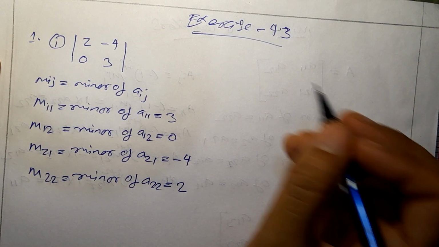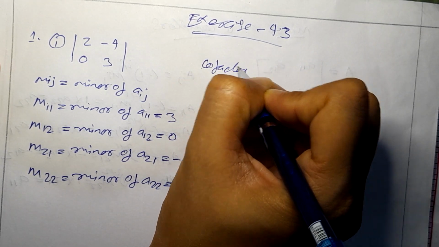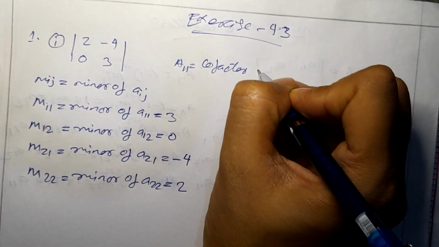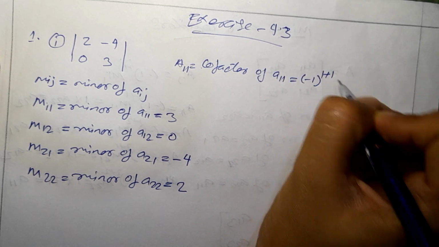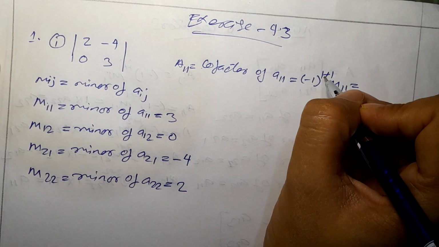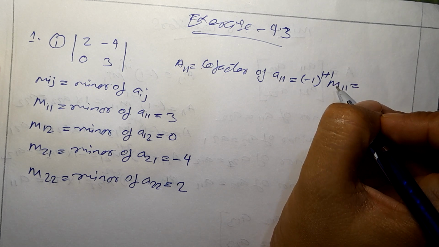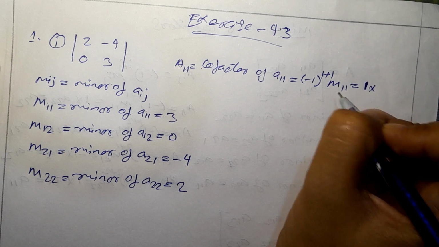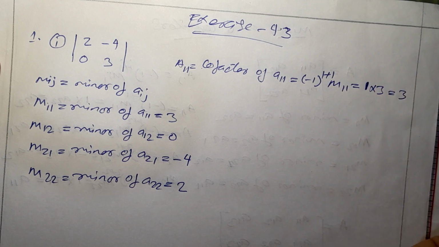Now the cofactor. Cofactor is represented by A11. So the cofactor of a11 is minus 1 power 1 plus 1 times M11. So this will be minus 1 power 2, that is positive. So positive 1 into M11. M11 is 3. So the result will be 3.